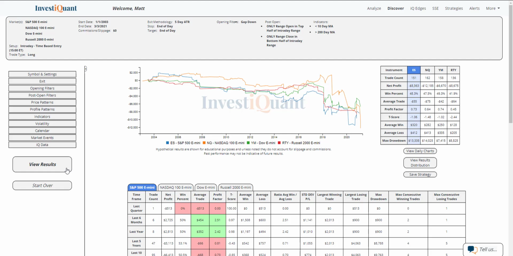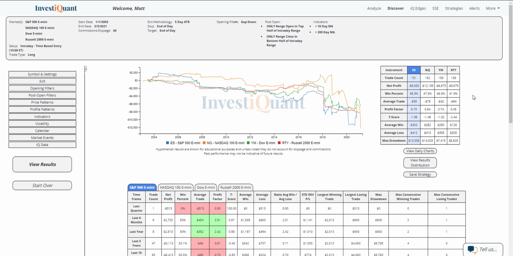Now, historically, this pattern has happened fairly frequently. It's a pretty common occurrence here with the simple price action that we're seeing. And the S&P has 151 samples, the NASDAQ 162, the Dow 158, and the Russell 136. If we look at the win rates on them, they're all just a little bit under 50%. S&P 48%, NASDAQ 48%, Dow 49%, and the Russell the weakest at 42%.